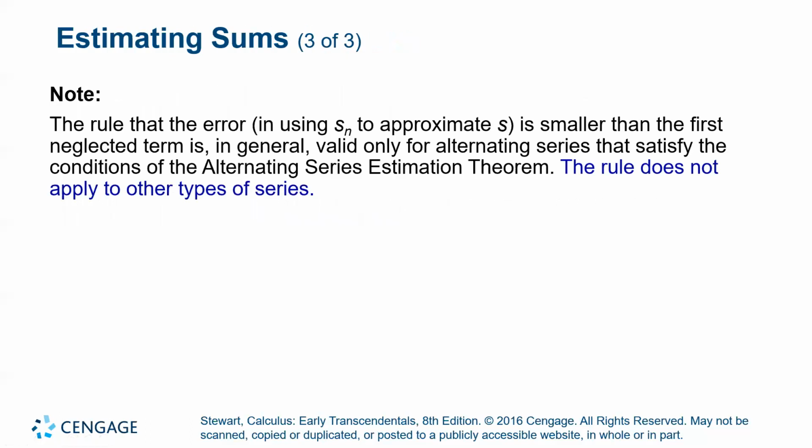Okay, and lastly, just want to mention that the pattern of the partial sum, or the error using a partial sum being smaller than the next neglected term, is really only something that works for alternating series specifically. So make sure you don't accidentally try to use this idea for a non-alternating series.